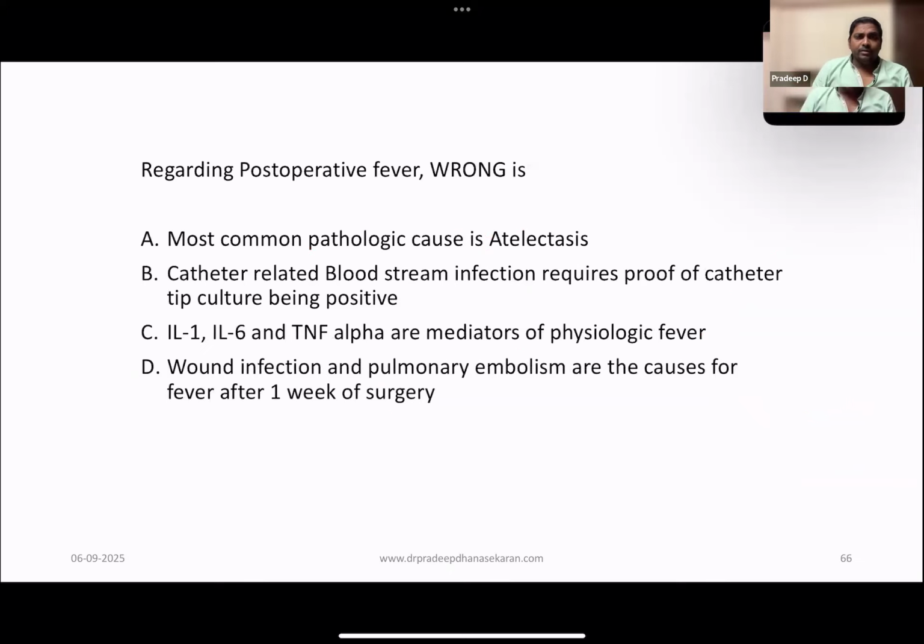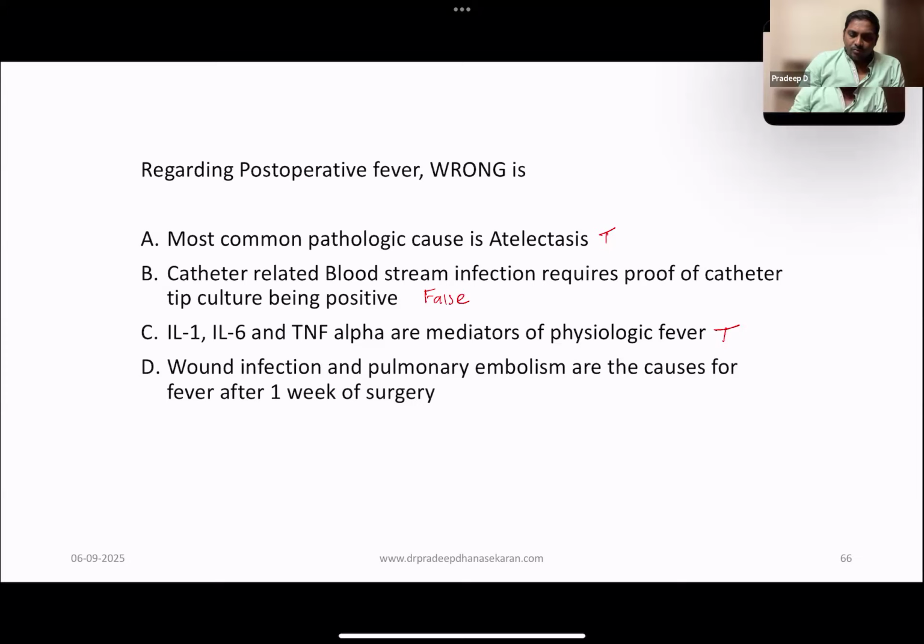Regarding postoperative fever, which is a wrong statement. The most common pathological cause is atelectasis. That is a true statement. Catheter related bloodstream infection requires proof of catheter tip culture being positive, which is a false statement. Interleukin 1, 6, TNF alpha mediates a physiological fever is a true statement.